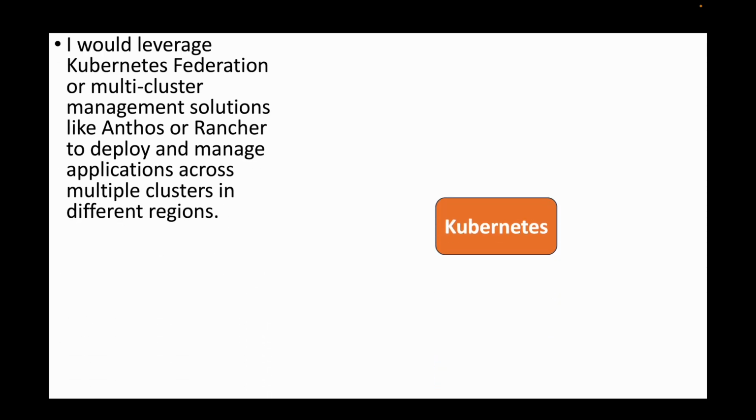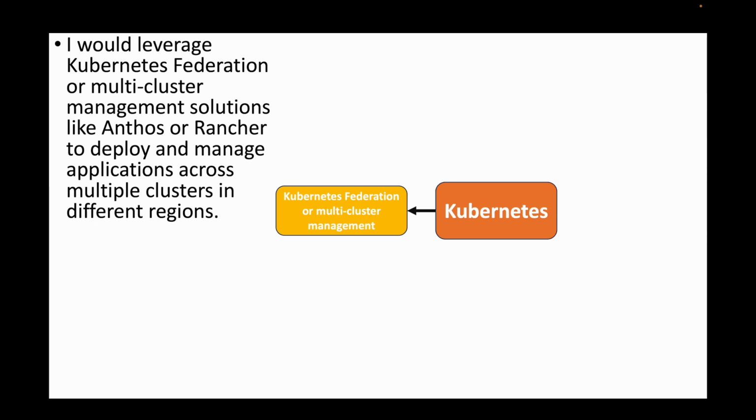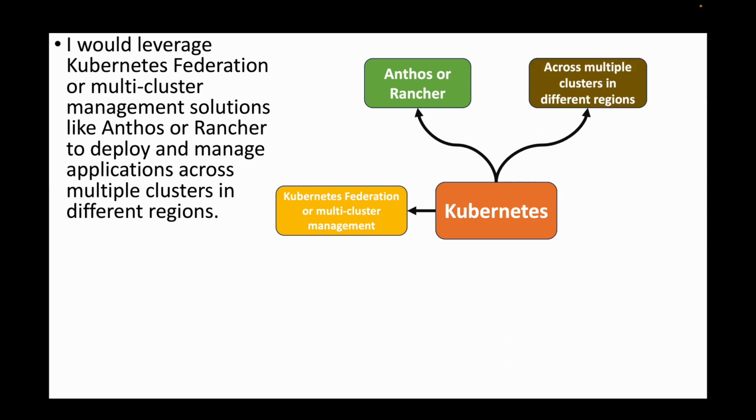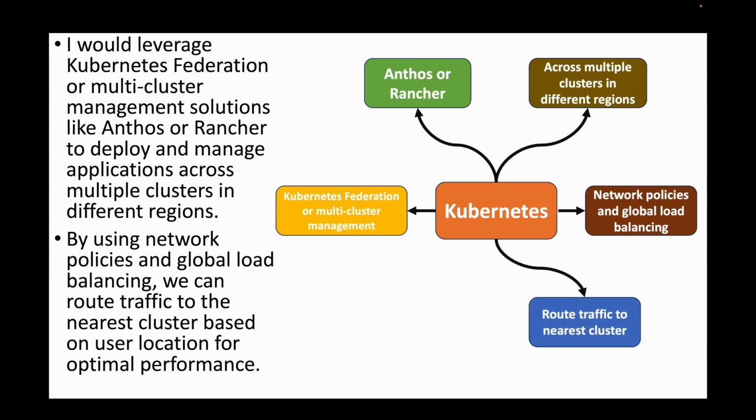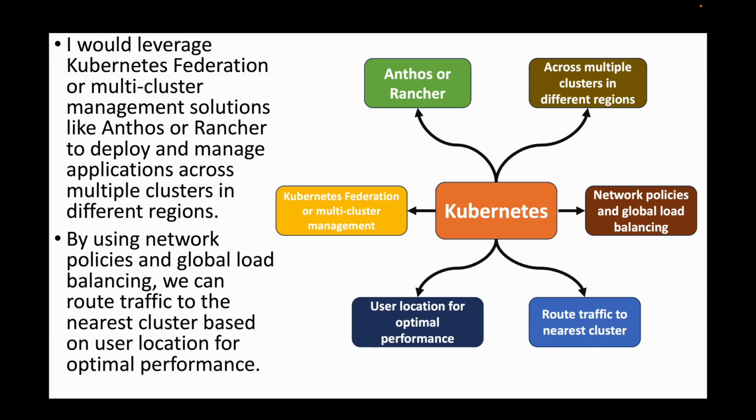So for this, we can leverage Kubernetes Federation or multi-cluster management solutions. So we have solutions like Anthos or Rancher, which can be used to deploy and manage your applications across multiple clusters which are running in different regions. So we can make use of these tools. We can also make use of your network policies and global load balancing. That way we can route the traffic to the nearest cluster based on the user location for optimal performance. So that's how we can do it.